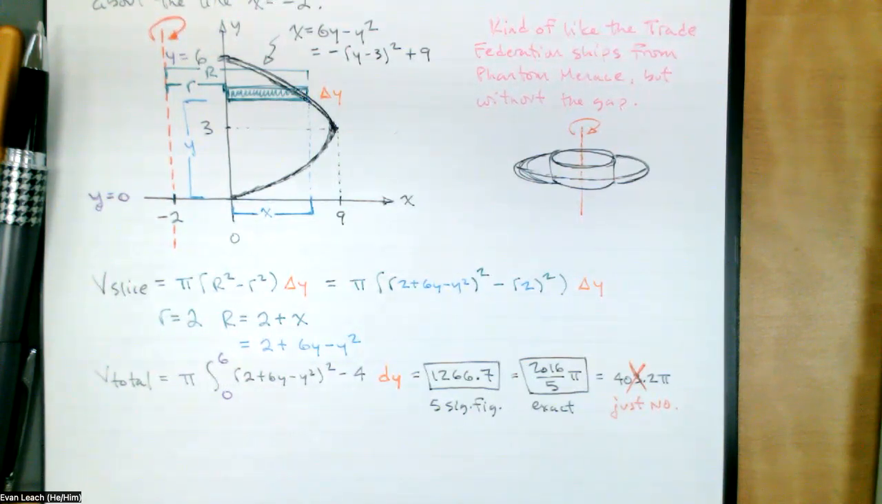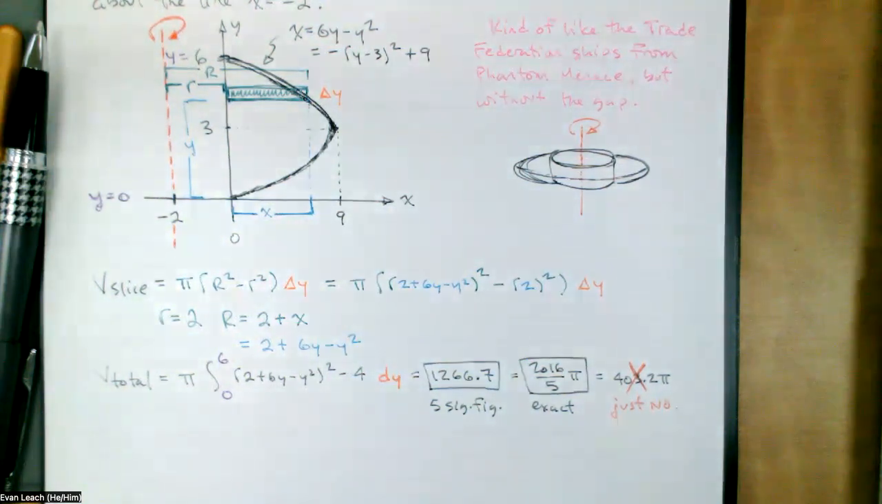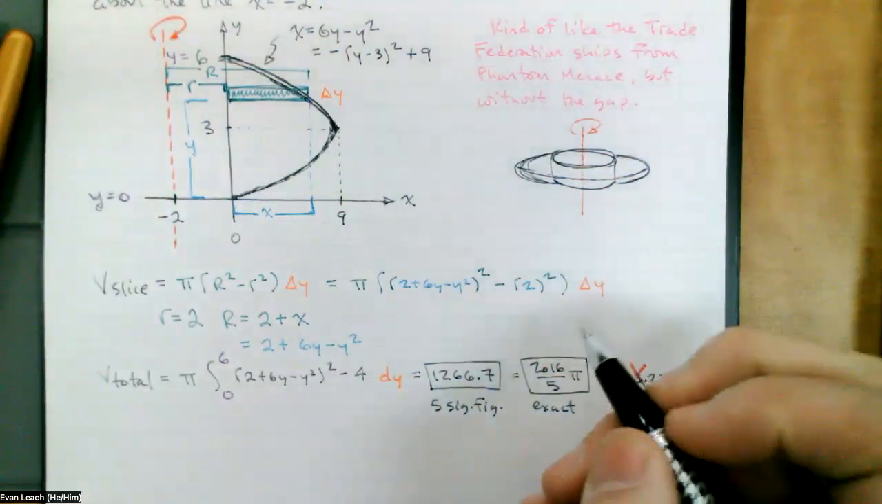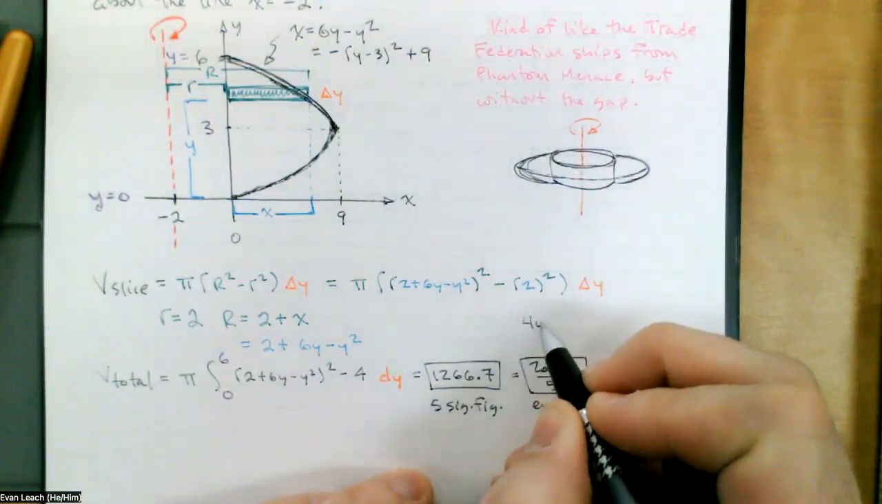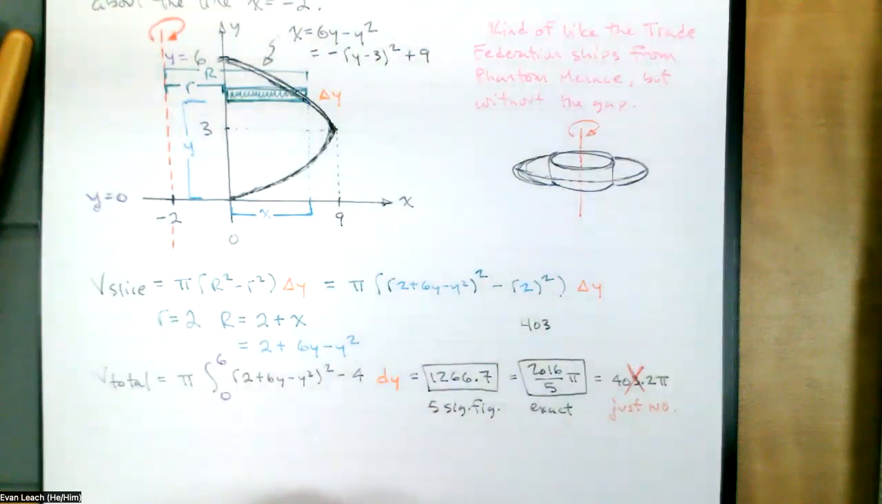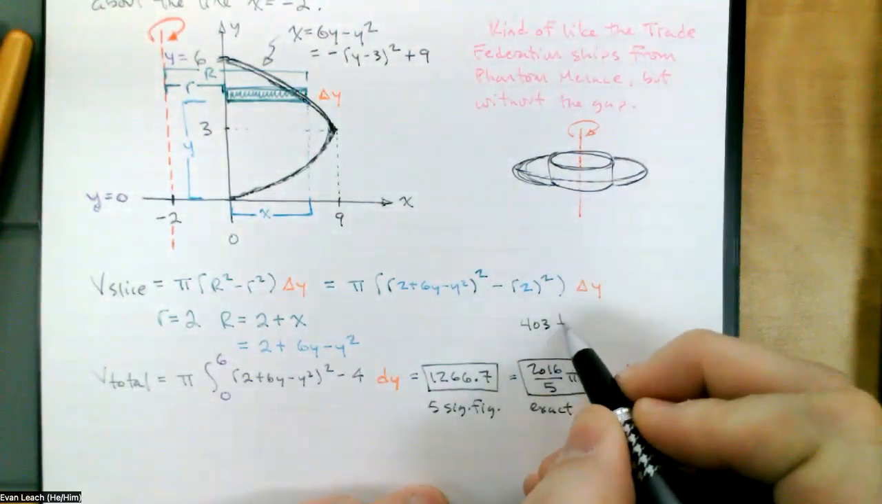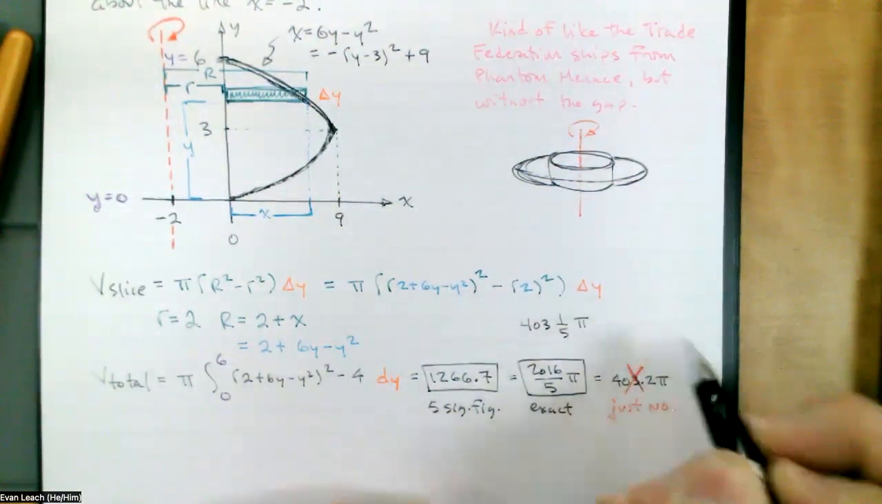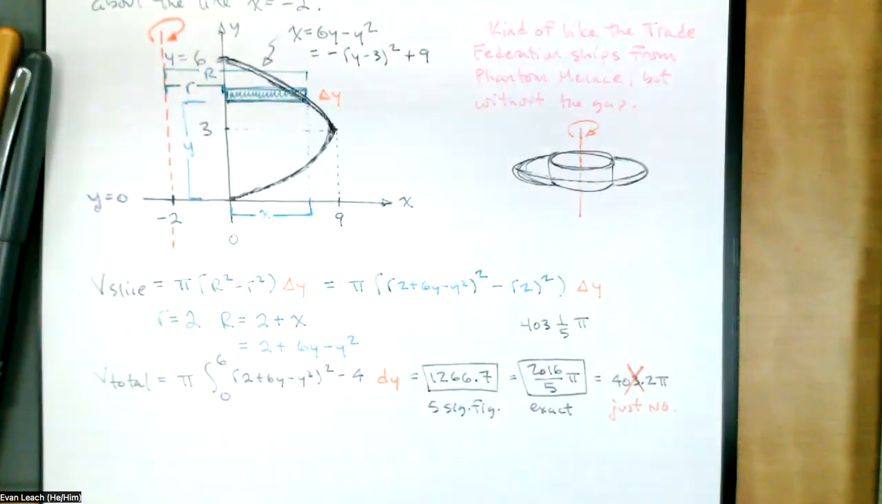Strangely enough, if you take the 2016 divided by 5 and write it as a mixed number, and then try to slap pi on that, also no. So what was it, 403.2? So if you try to write 403 and 1/5 pi, this is just completely unacceptable. Because this is a demonstration that you don't know how numbers work.